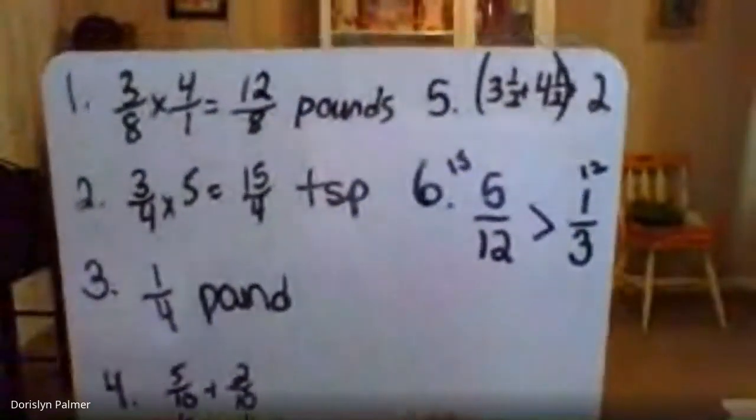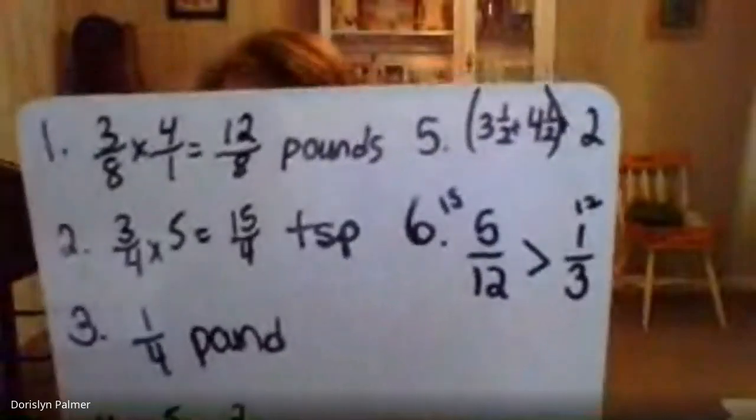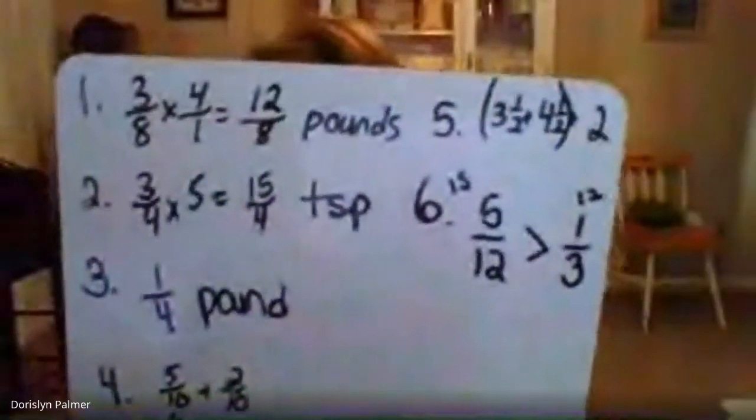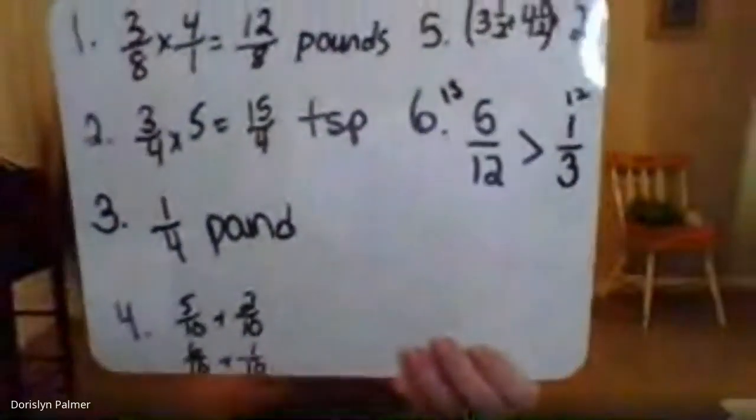What sign would go in between? Isn't it greater? It's greater, right? Because we use our little trick and multiply across, and we get 3 times 5 is 15, and 12 times 1 is 12. So since 15 is bigger than 12, it's a greater than.